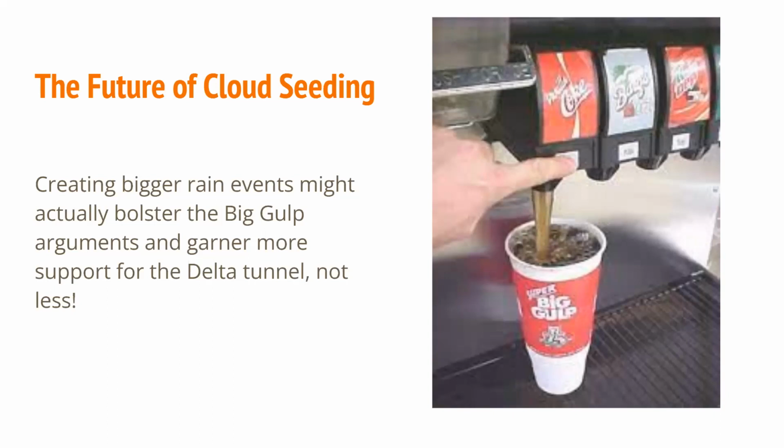But in terms of what we care about, the Delta Tunnel, the Delta ecosystem, the future of climate change and water sustainability, cloud seeding only works if it's already going to rain, so that doesn't help us in dry seasons. And then it might actually bolster the big gulp arguments. If we cause more rain to fall all at once, the state agencies might find that to be another reason to actually build the Delta Tunnel and put that water in storage.